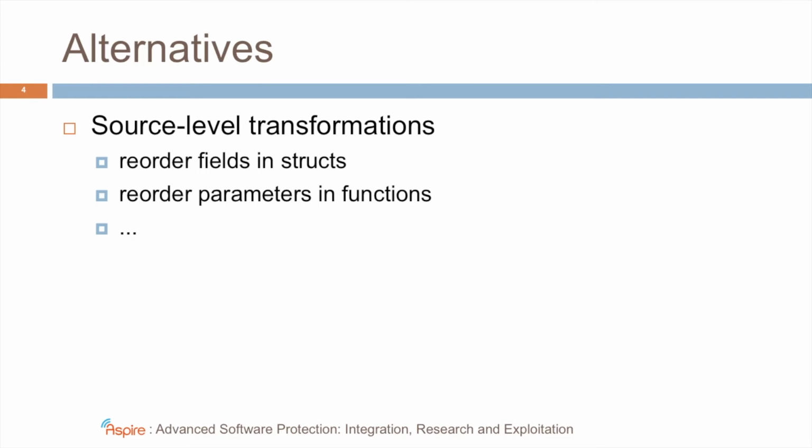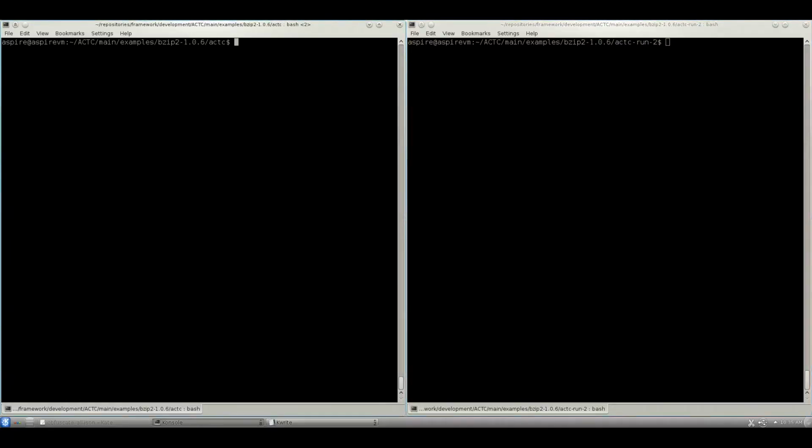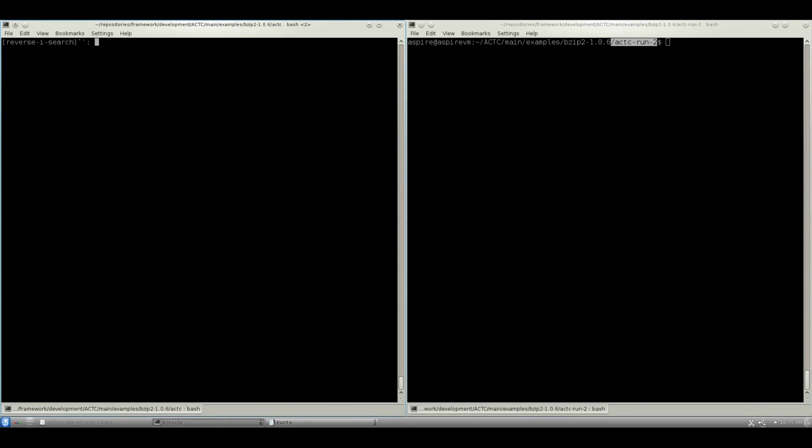Now let's look at the practical result of using these techniques on a real-world program with our toolchain. We'll do that with a demonstration. So here we have two terminals in our development VM. Notice that we have two different directories. And in both directories, we'll compile and protect bzip, the well-known compression utility, with our toolchain, the ACTC.